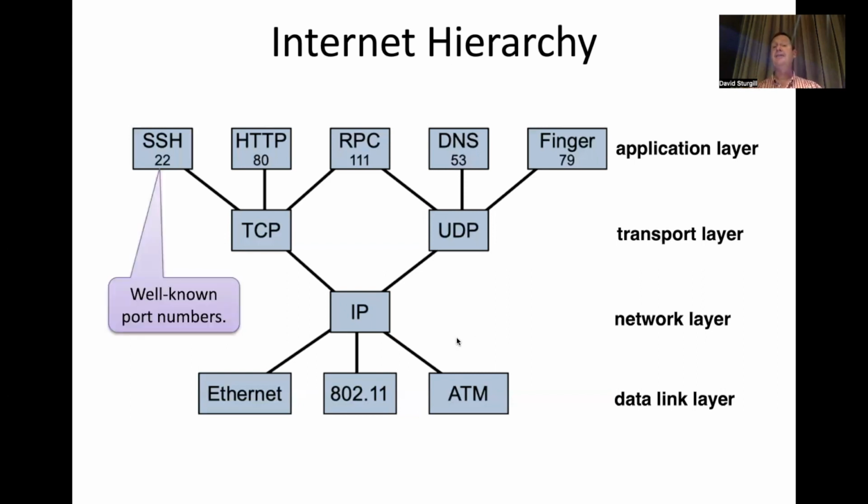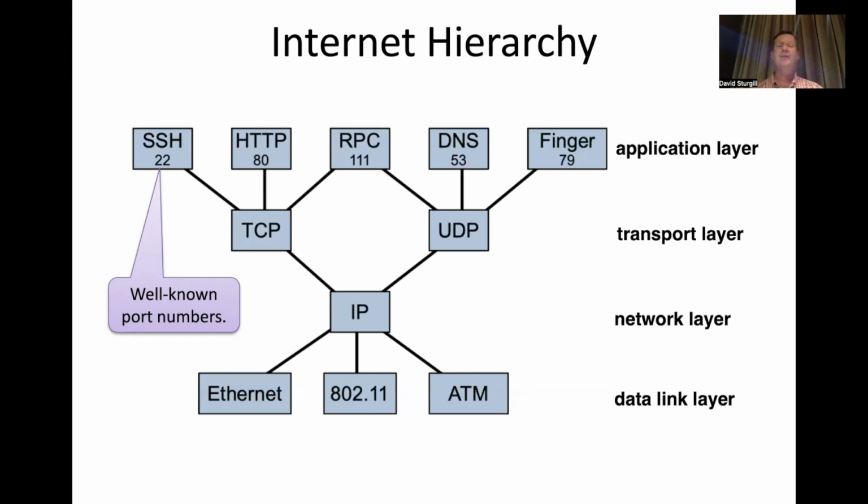Each of these is using a 16-bit port number to dispatch messages to individual applications. That's how the transport layer protocols, at least TCP and UDP, work: when a packet arrives, the OS knows what application to give it to. It's stamped with a particular port number.